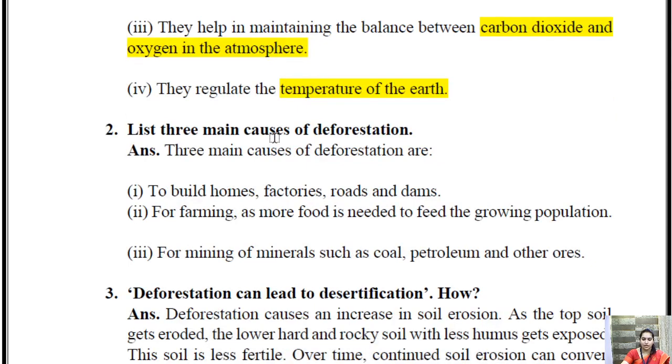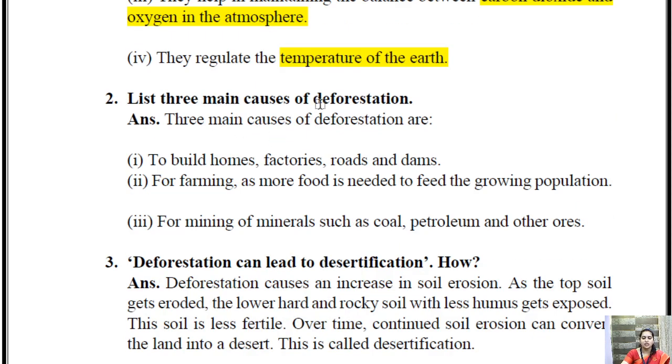Now moving ahead with question number 2. List 3 main causes of deforestation. So what are the 3 main causes of deforestation? So 3 main causes of deforestation are: number 1, to build homes, factories, roads and dams. So definitely to build home, see, the main reason is increase in population. So as the population is increasing, the demand for things is also increasing, like people need shelter and home to live. Alright, and to construct a house or home, you require a land.